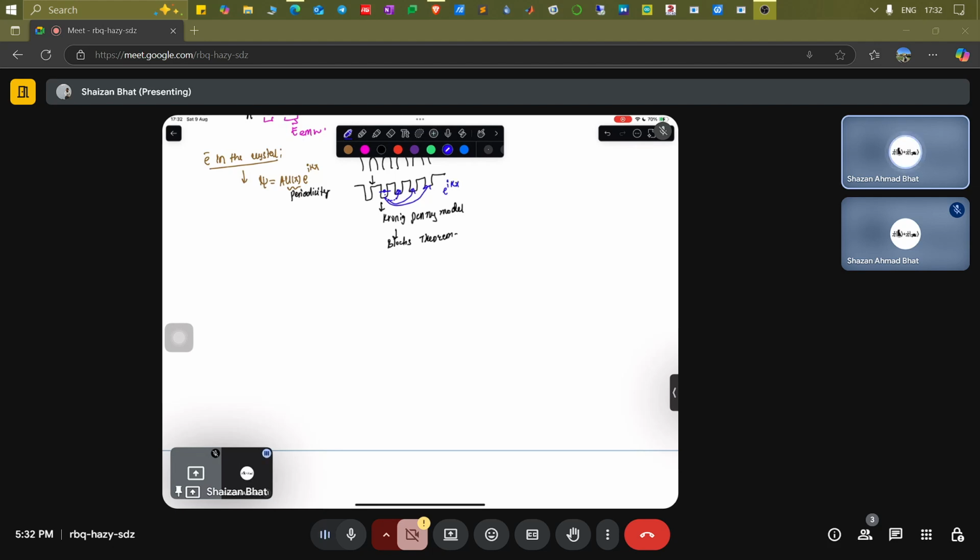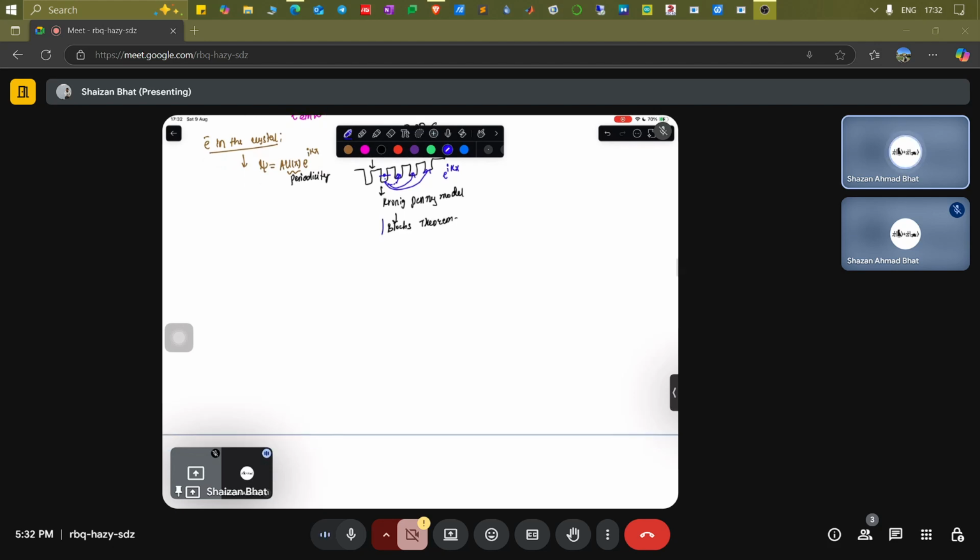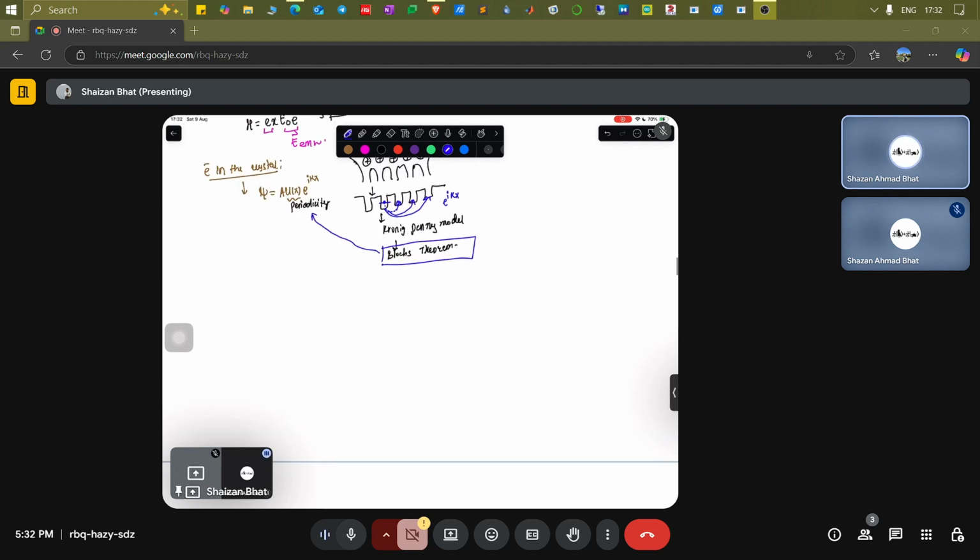Okay, and you use the concept of periodicity, the repetition of these different atoms, basically the unit cells. So that is basically what is Bloch's theorem. And now this wave function comes because of that.